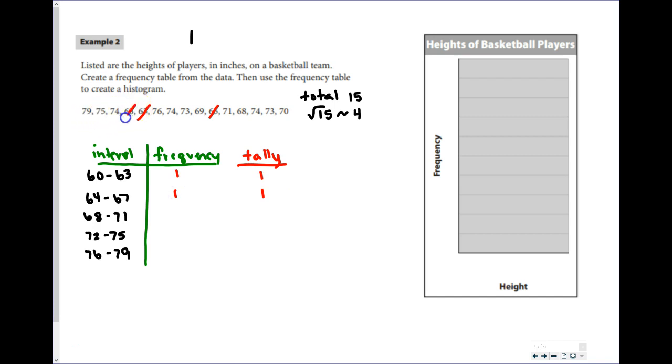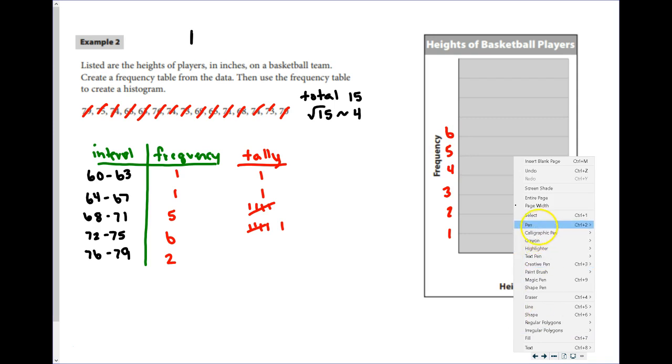68 to 71 is 1, 2, 3, 4, and 5. So that's 5 right here. 72 to 75, I've got 1, 2, 3, 4, 5, 6. So I've got 6 in that interval, and then the leftover 79 and 76 is 2. So I've counted all my data points in those intervals. Now all I have to do is make my histogram. I've got a nice 1 through 6 here, so I think I'm safe doing 1, 2, 3, 4, 5, and 6. That works out pretty well.